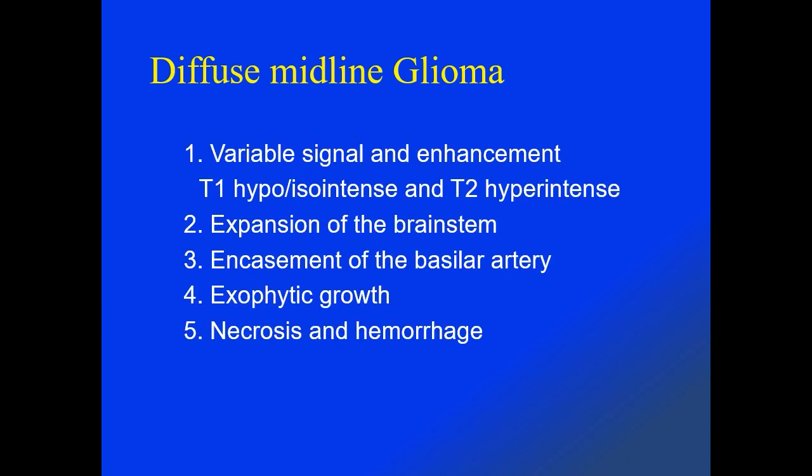They demonstrate variable signal and enhancement, with T1 hypointensity or isointensity and T2 hyperintensity. Typically, the brainstem is shown to be expanded by the tumor. The tumor often encases the basilar artery and also demonstrates exophytic growth, necrosis, and hemorrhage.